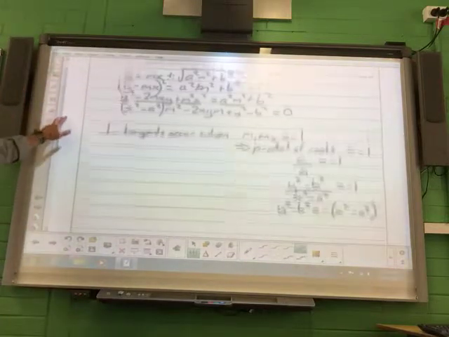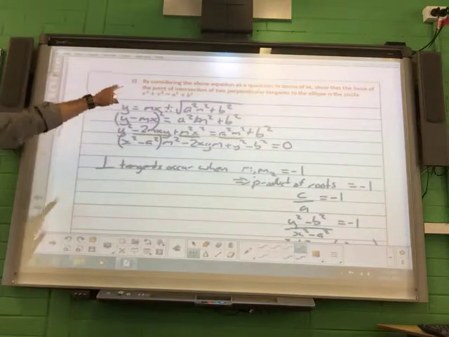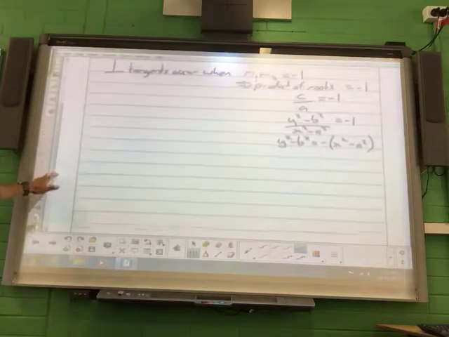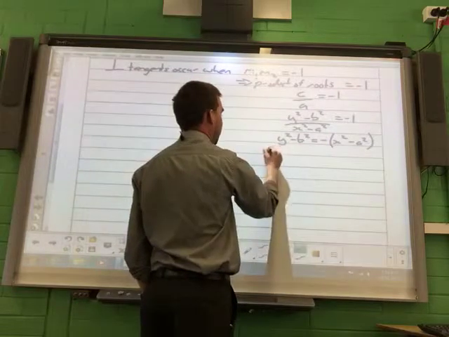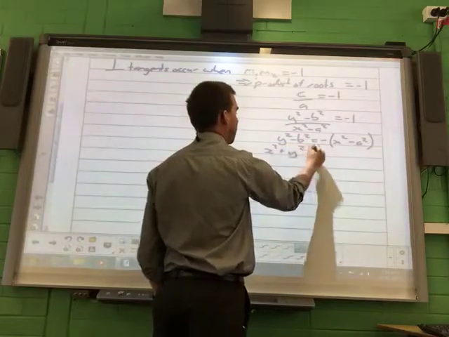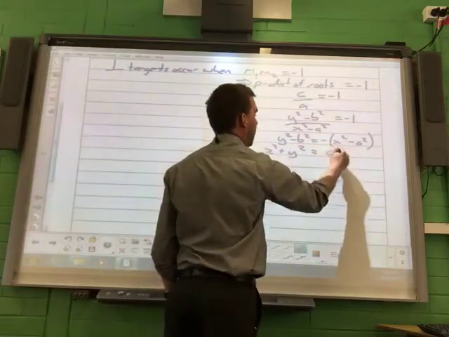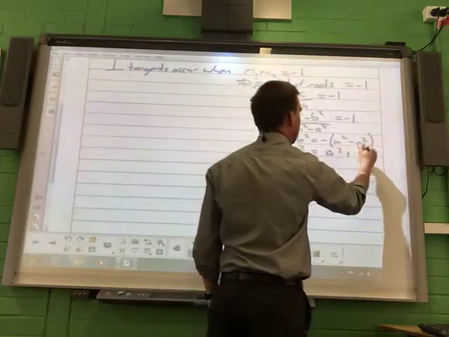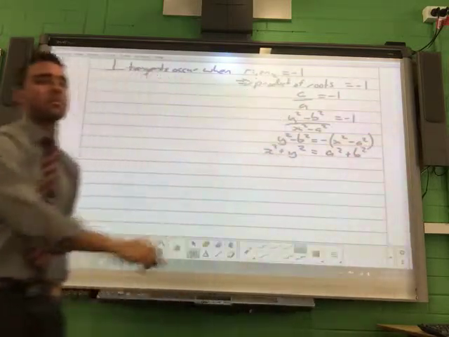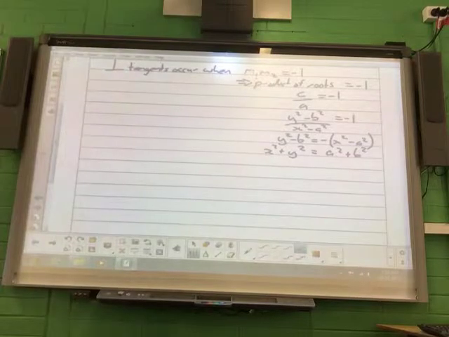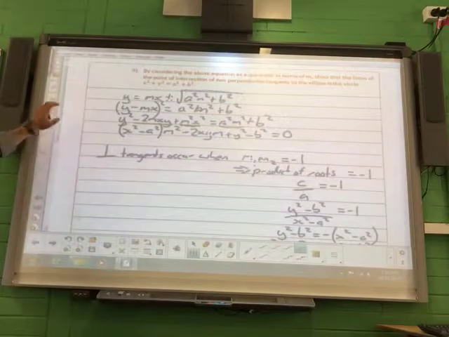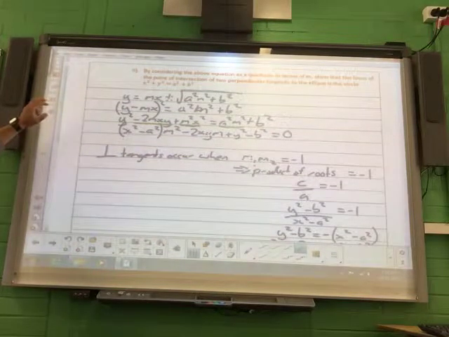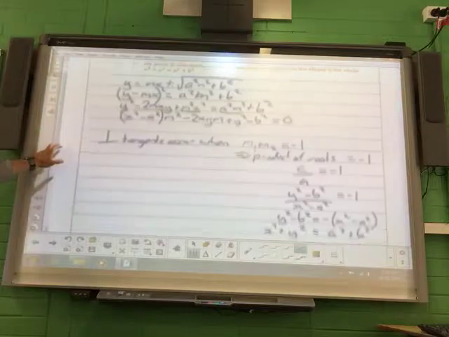Let's go back to the question. We need to show that x squared plus y squared equals a squared plus b squared. Just about there. If I move the x squared to the left, so x squared plus y squared, and then I've got a positive a squared, I move that over to the other side and it becomes positive b squared. So that is the locus of the intersection of two perpendicular tangents.